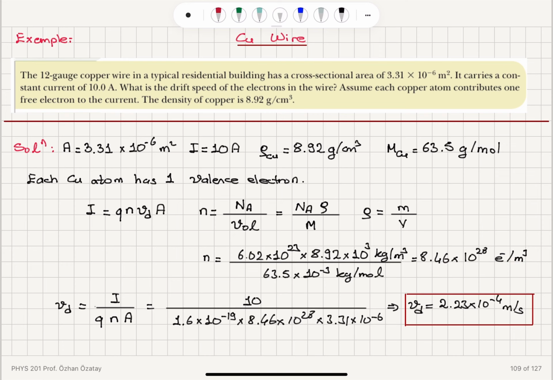The drift speed is the constant current divided by the charge, number density, and area A. So this is 10 amperes divided by charge of 1 electron, 1.6 times 10 to minus 19 coulombs. N was calculated here, area was given, and the final answer is 2.23 times 10 to minus 4 meters per second.